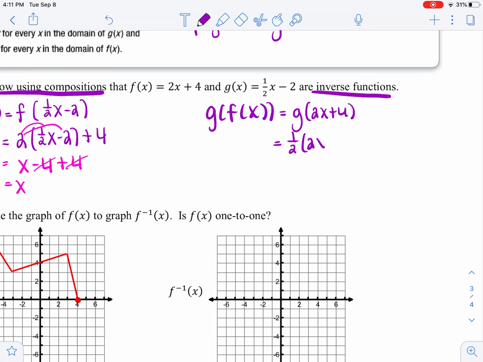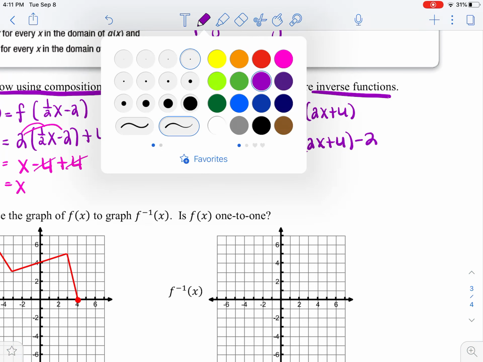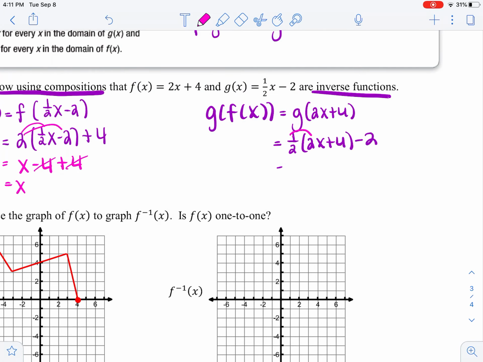All right, so now I'm going to plug that into g, so 1/2 times 2x plus 4 minus 2. So once again, what you can't do is go equals x. It's going to equal x, but you have to show in steps that it's equal to x. So here we go. I'm going to distribute my 1/2.